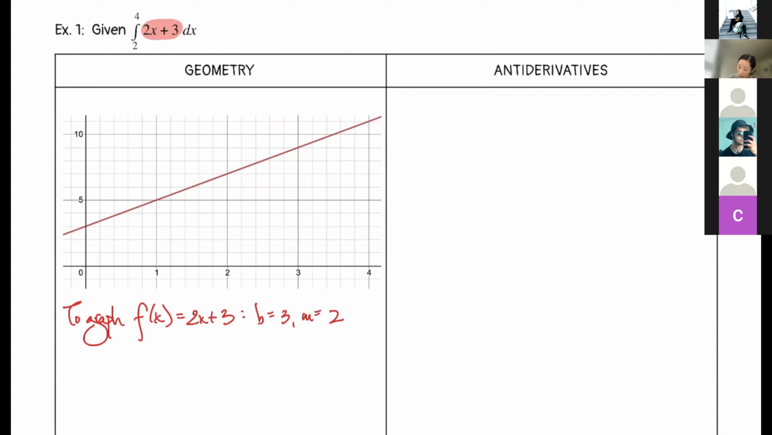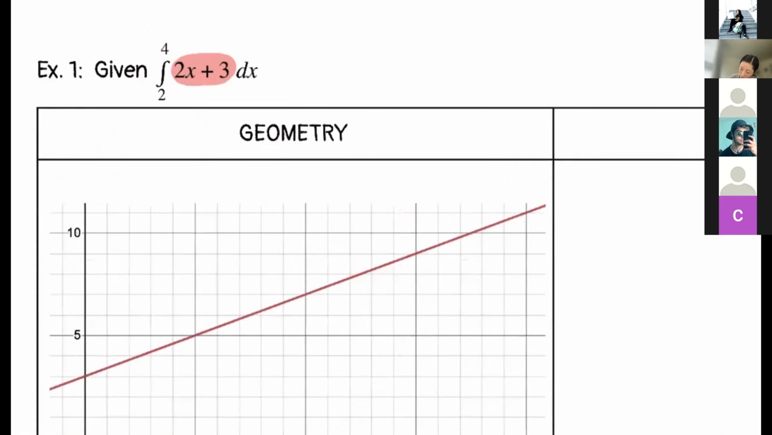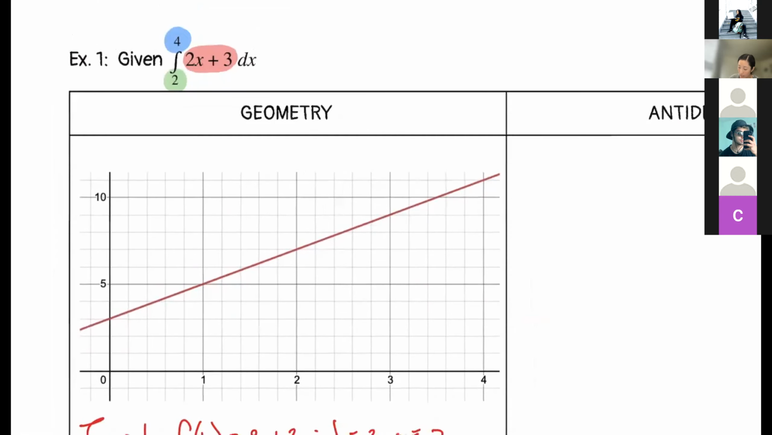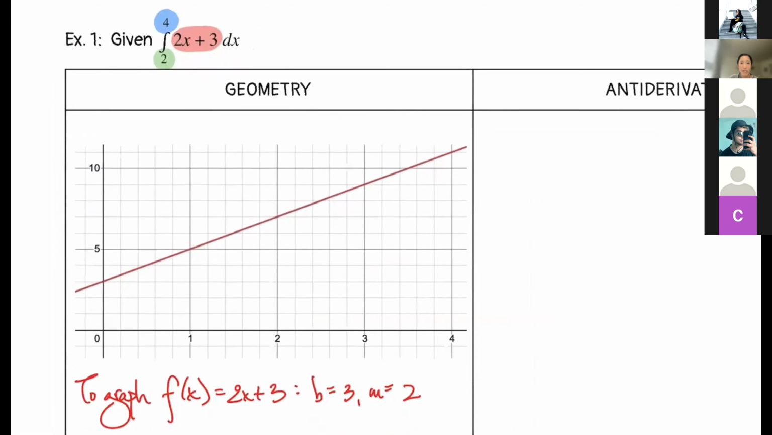Okay. Now let's worry about the integral part. If we zoom into this notation over here, we're going to notice that there is a number on the bottom, and let's go with green for that. There's a number on the bottom, 2, and there's a number on the top, 4. Now the 2 and 4 tell us x values. In particular, the bottom number tells us where to start looking for our area, and the top number tells us where to stop looking for area.